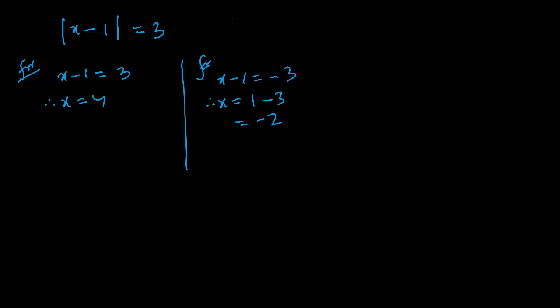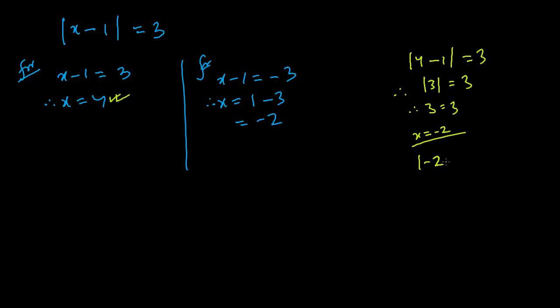Once we solve this, we need to check whether it makes the original equation true. If we put x equals 4 in the absolute value, it becomes 4 minus 1, and the absolute value of 4 minus 1 is the absolute value of 3, and the absolute value of 3 is 3. So this is true. So this is one of the solutions. If we put x equals minus 2 in the absolute value, it becomes minus 2 minus 1 equals minus 3, and the absolute value of minus 3 equals 3, and we know it is 3 equals 3.